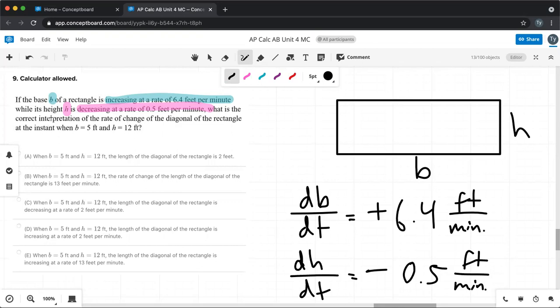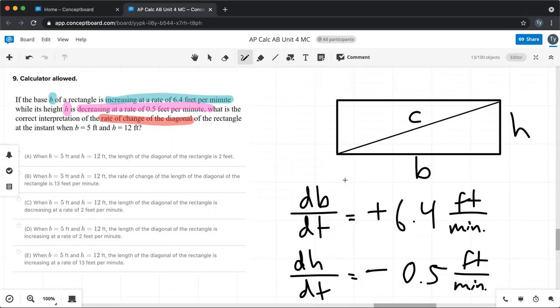That's great. And now we are looking for the correct interpretation of the rate of change of the diagonal of the rectangle. So let's draw that diagonal. Let's call the diagonal, I don't know, something not D, maybe. D will be kind of confusing with all these Ds. Let's call the diagonal Q. I don't know. No, my Q's look like 9s. Sorry. Let's call it C.